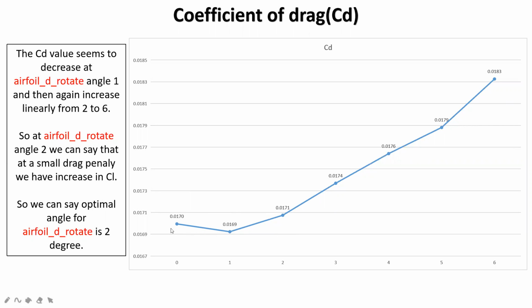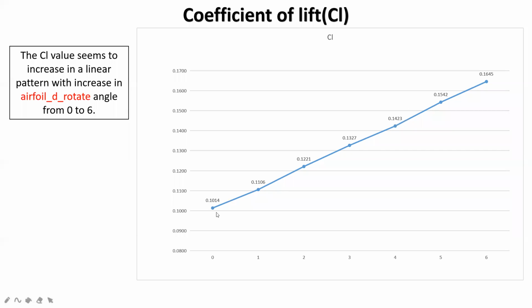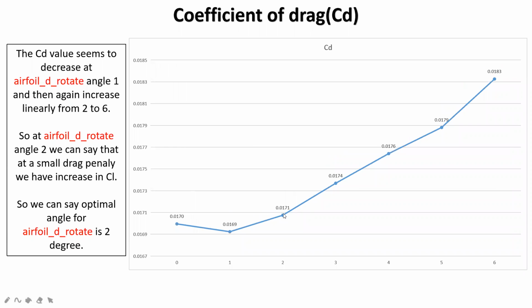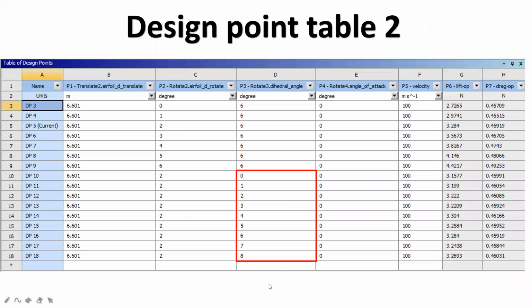Looking at this graph, we can see that between 0 degree and 2 degree, there is not much change in CD, but there was a significant change in the CL, as we can see here. So we can say that at a small drag penalty, we get a huge increase in CL. So we have chosen 2 degree as our optimized angle for airfoil D rotate.